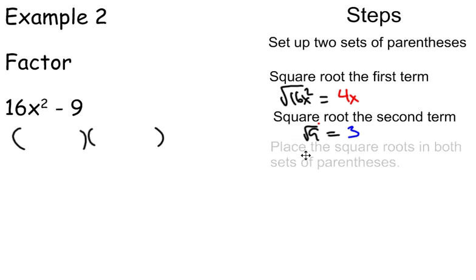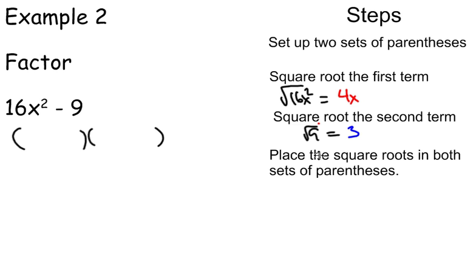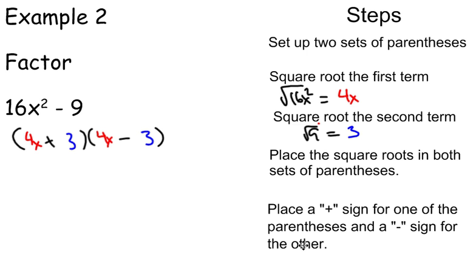Our next step is to place the square roots in both sets of parentheses. So we're going to place the first term, 4x, here and here. And now we're going to place the second term here and here. And then, for our last step, we're going to put a plus sign on one of the parentheses and a subtraction sign on the other set of parentheses. And there it is. And we are done.